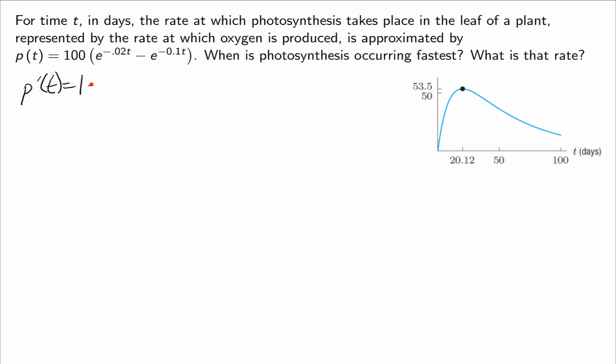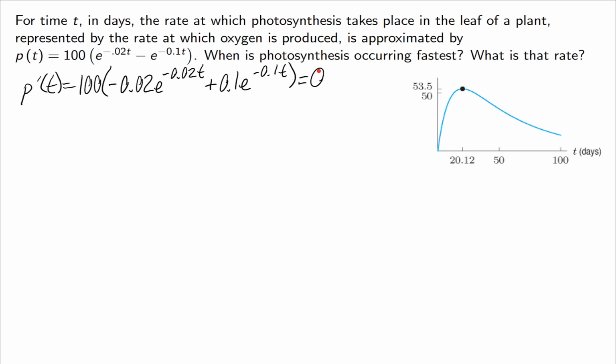The 100 is just a constant. I'll leave it in front. And then we've got an e to the kt here. That's going to give me k e to the kt. And then I have another one. Looks like I'm going to end up with a plus 0.1 e to the negative 0.1 t. That gives us our derivative, so let's set it equal to 0.